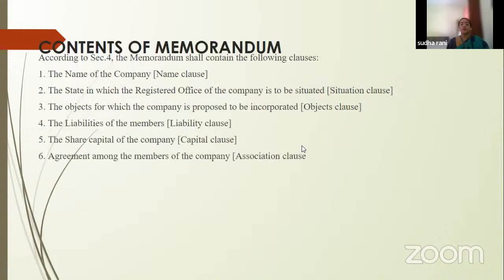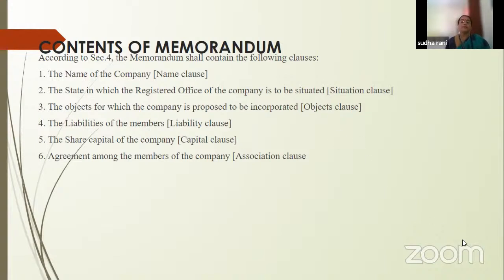So let us see about the contents of the memorandum of association. So what is the memorandum? It's a fundamental document. It's the constitution of a company. It tells the powers of the company and the relationship of the company with the outside world. It is the basic document on which the entire company structure and functioning depends. That is the reason why we call it the charter of the company.